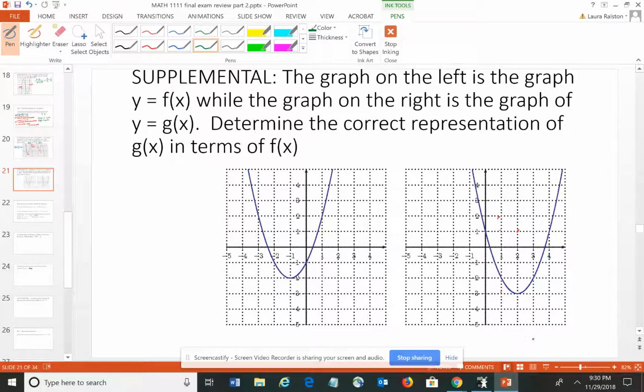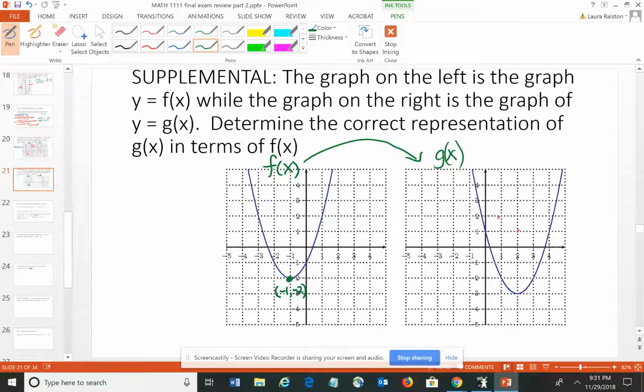Again, you have the graph on the left, which is f of x, and you have the graph on the right, which is g of x, and it wants to know, again, how did you get from f to g? And this time, I'm going to start with one of the main points of a parabola or a quadratic, which is the vertex or the low point. And originally, it's at -1, -2.